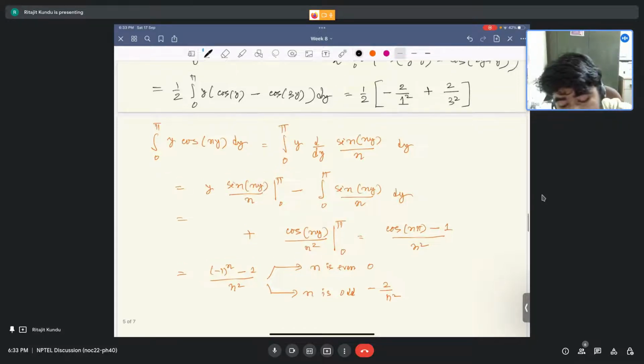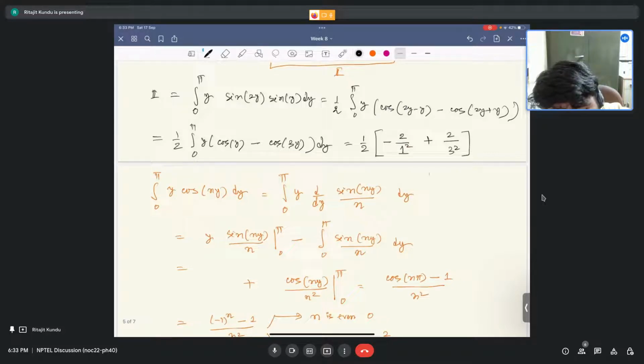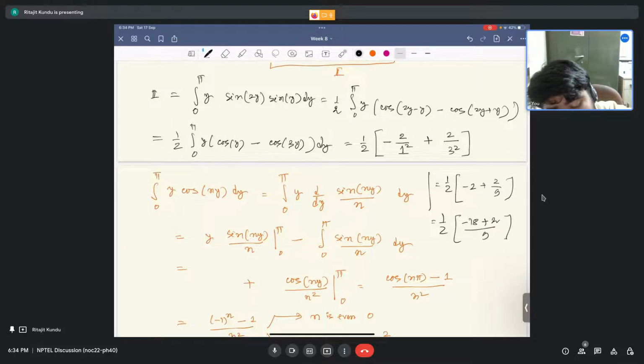So what do we have? Let us just calculate this integration. So it becomes, this is just minus 2 plus 2 by 9, half, minus 18 plus 2 by 9. So it is minus 16 by 2 times 9. It becomes minus 8 by 9.